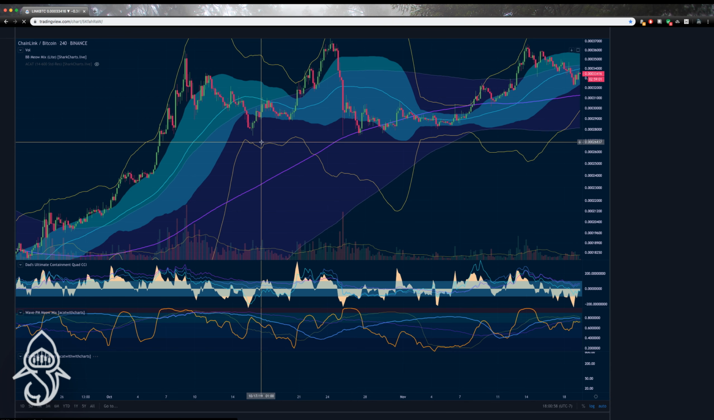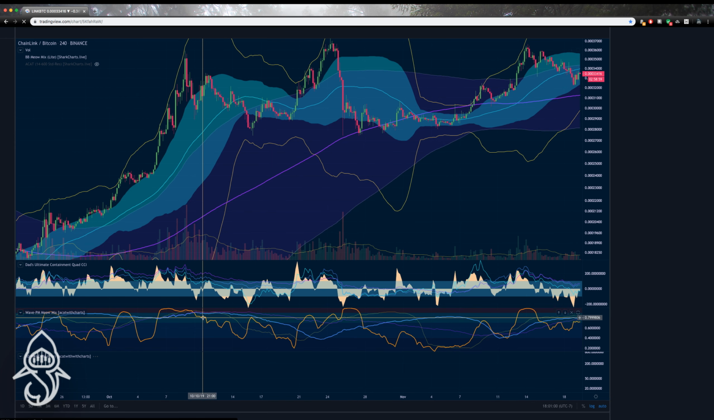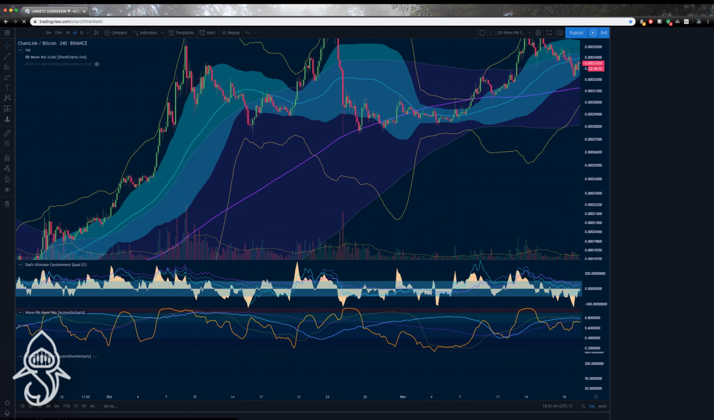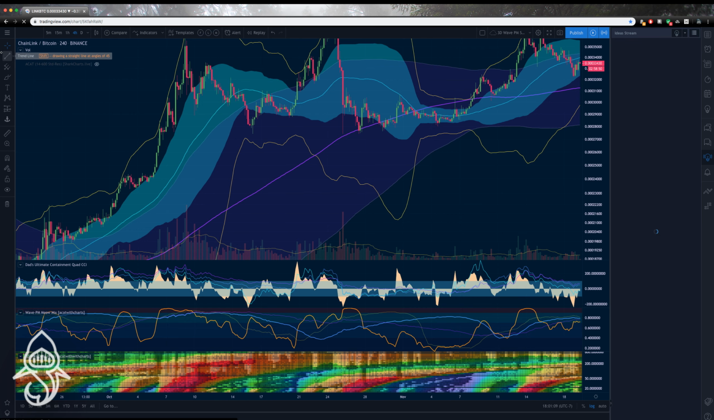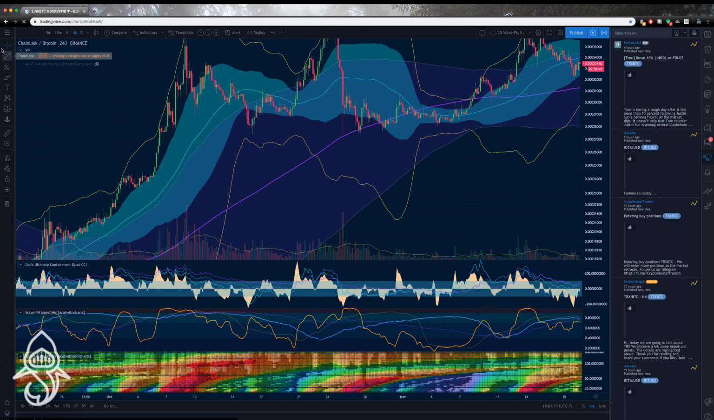Hey, everybody. I don't know what's happening with TradingView. It's taking its time. Come on. All right, there we go. That was time consuming.